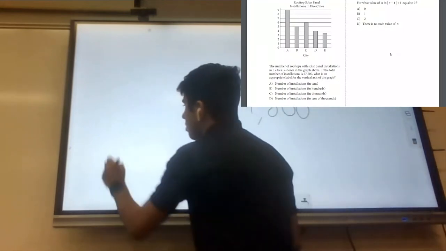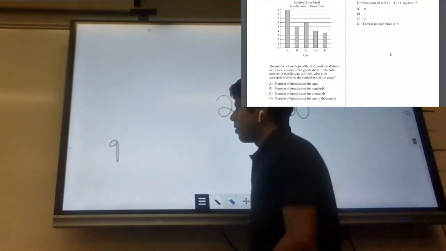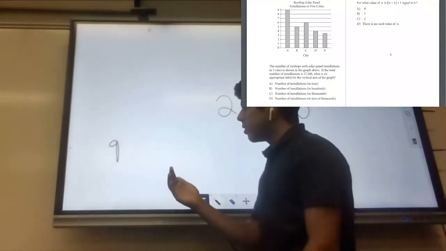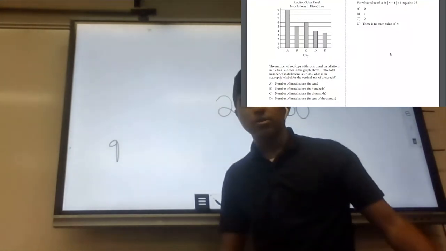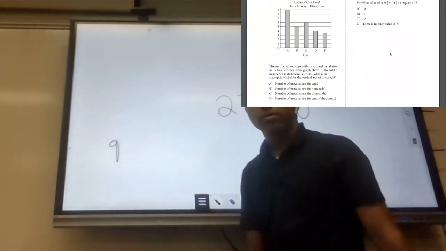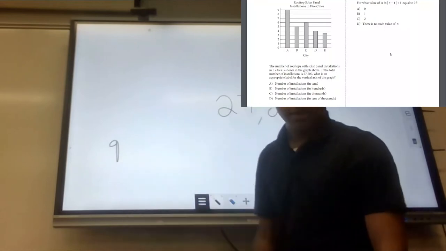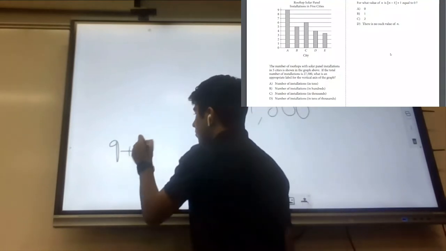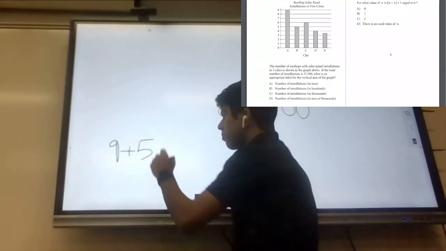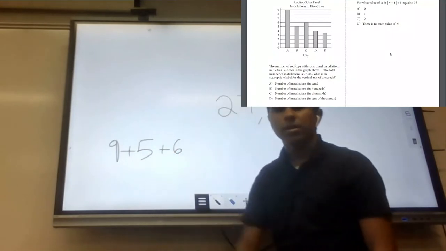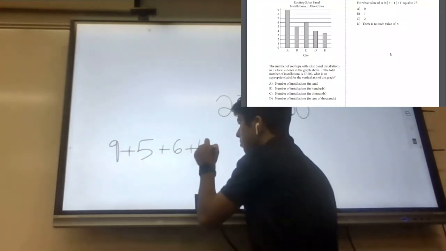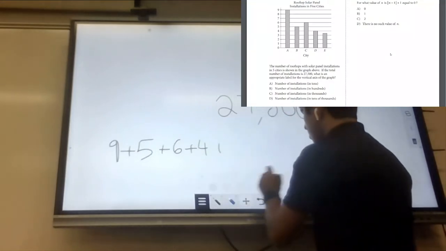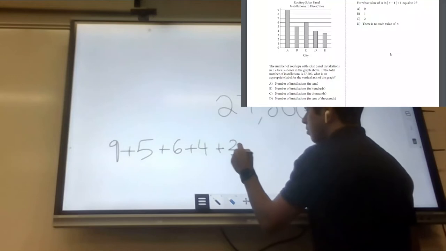So we have 9 for city A. 9 what? We don't know. It might be in tens, it might be in hundreds, it might be in thousands, it might be in tens of thousands. We don't know. That's what we're trying to figure out. So 9 something plus 5 for city B of that same something plus 6 of that same something and then 4 somethings and then you have 3.5 somethings.